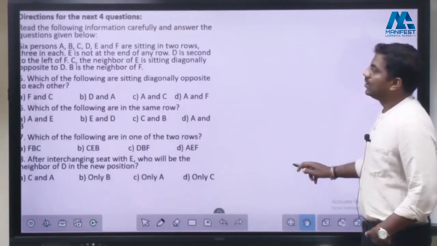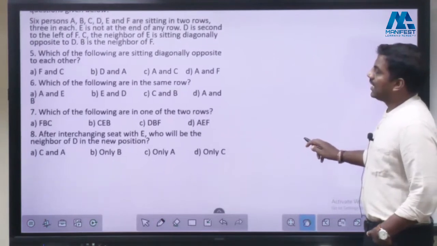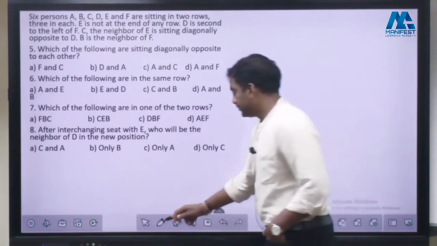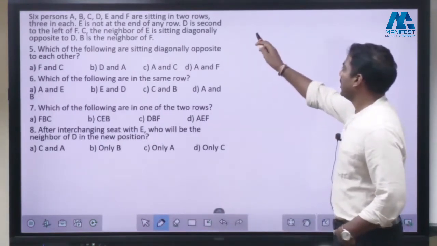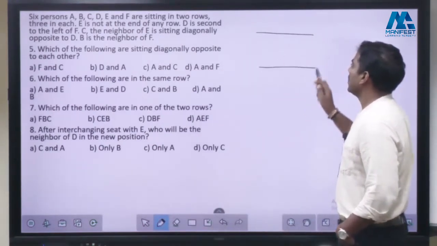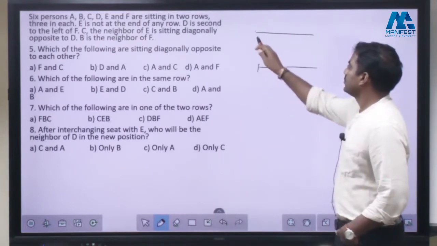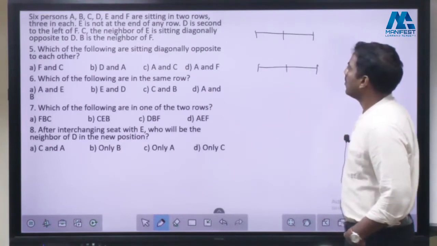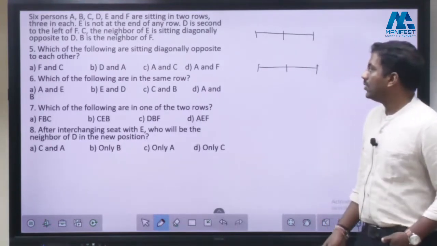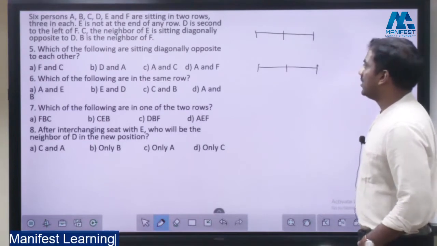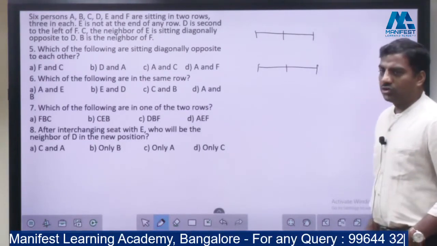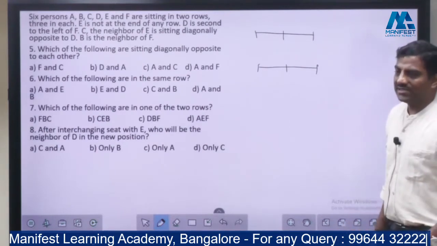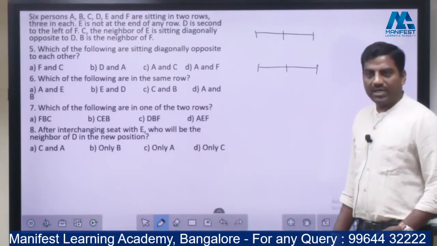Next. 6 persons, A, B, C, D, E, F, are sitting in 2 rows, 3 in each. So I have to take 2 rows like this, 3 in each. E is not at the end of any row. There are 2 rows here. So, where are all the chances that E's position would be?